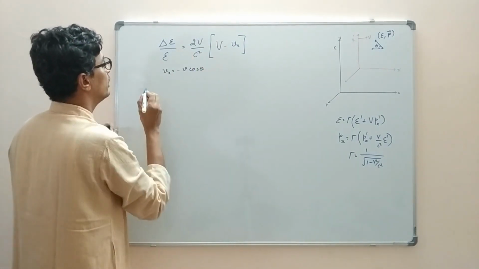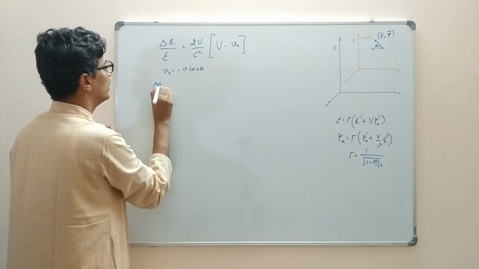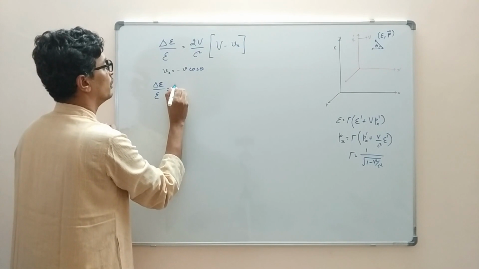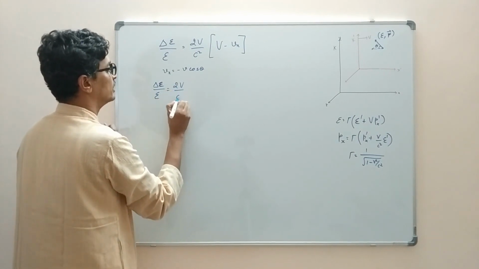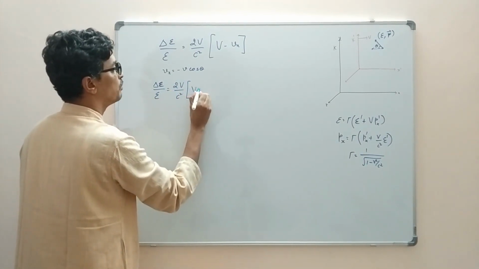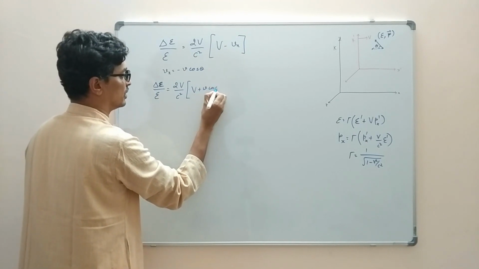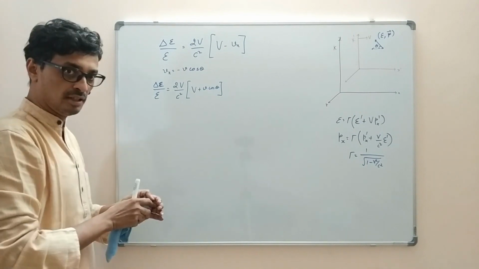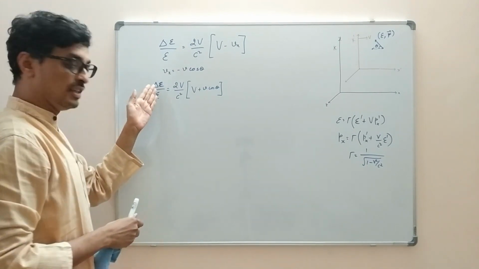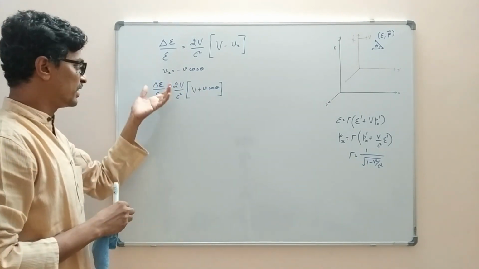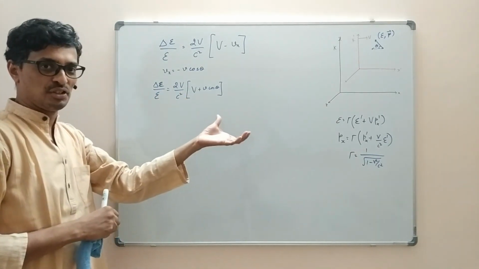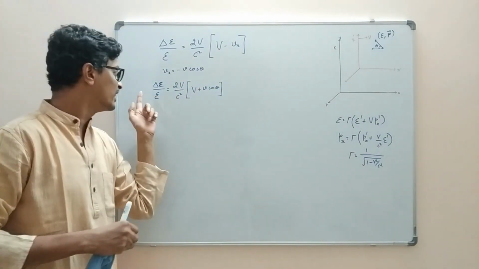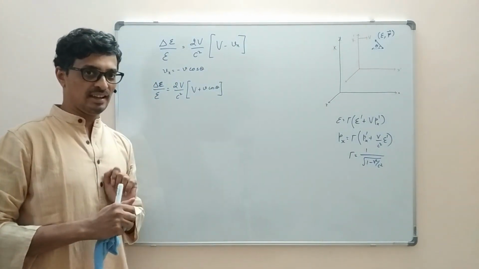So when I substitute back here, therefore your delta epsilon by epsilon is equal to 2v by c square times (V plus v cos theta). You can see clearly this is a positive quantity. So delta E is going to be positive, and therefore there is going to be a gain in the energy. So in all head-on collisions, the particle is going to eventually gain energy.